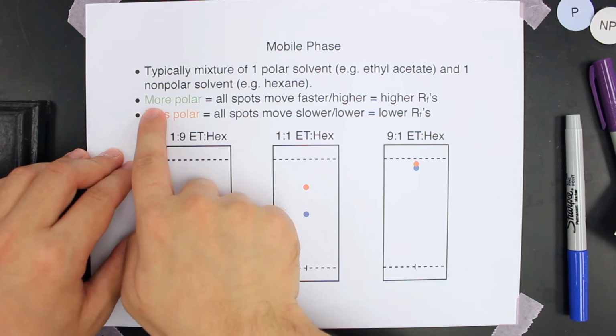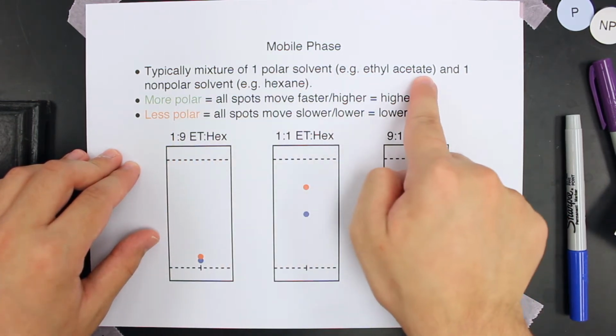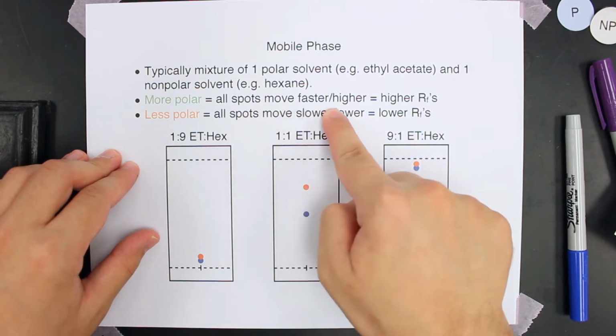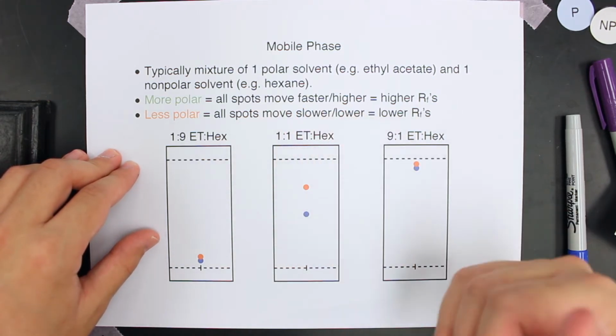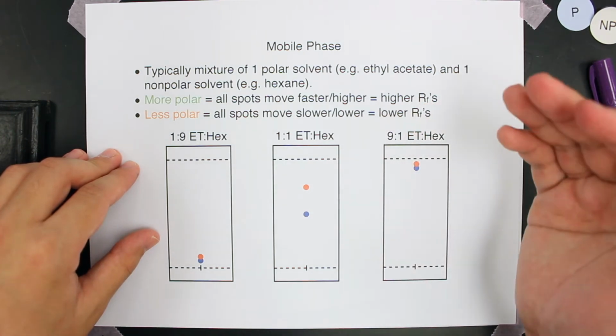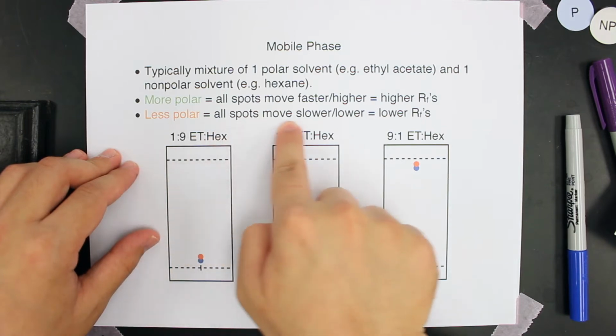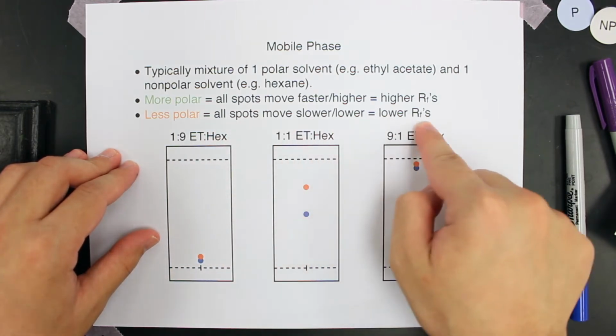Now, if our mobile phase is more polar, in other words, it has more ethyl acetate, then all the spots will move at a faster rate, and they will have higher RFs. Conversely, if we have a mobile phase which is less polar, then all the spots will move at a slower rate, and they will have lower RFs.